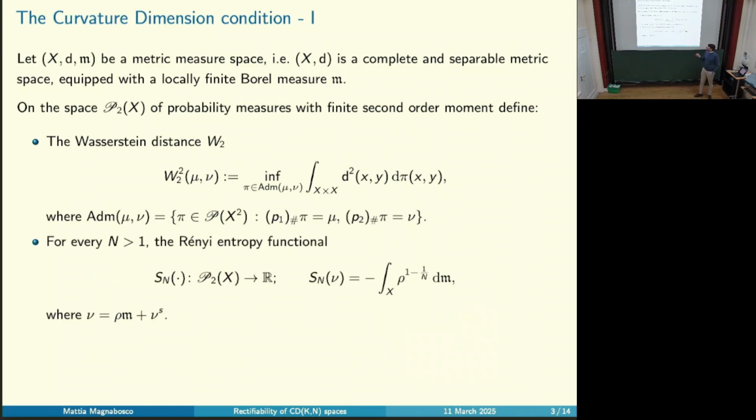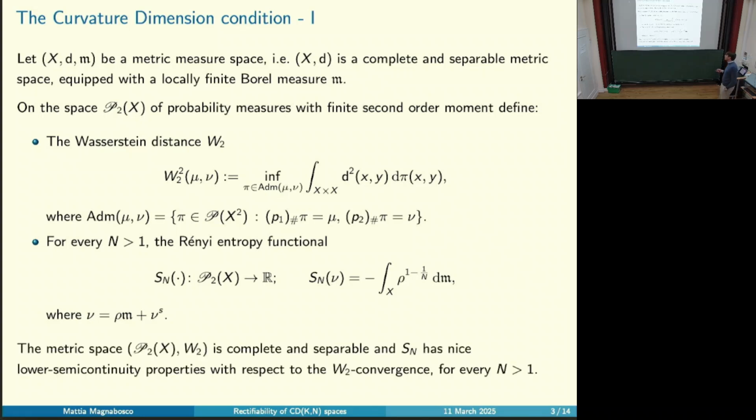The other one will be the Ricci entropy functional. The Ricci entropy functional is defined according to a dimensional constant, capital N, and is a functional defined on P2. For a measure nu in P2, S_N of nu is equal to minus the integral of rho to the power 1 minus 1 over N with respect to the reference measure, where rho is the density of the absolutely continuous part of nu with respect to the reference measure.